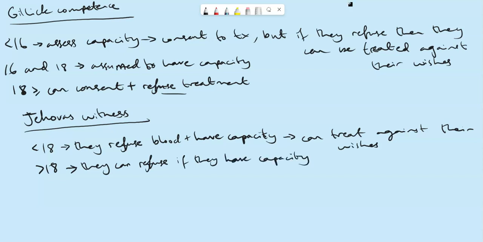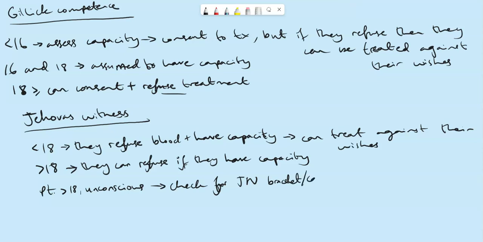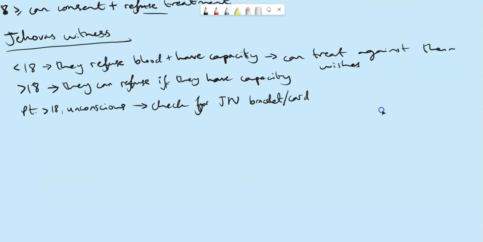If they have capacity. If, for example, somebody needs blood, but let's say they're unconscious, check for a JW bracelet. JW just means Jehovah's Witness. So check for a Jehovah's Witness bracelet or a card. They might have it in their pocket or around their wrist, just to say that they can't have blood.